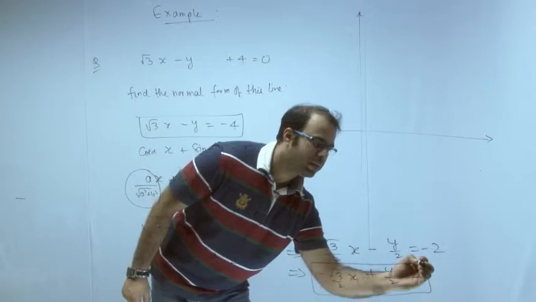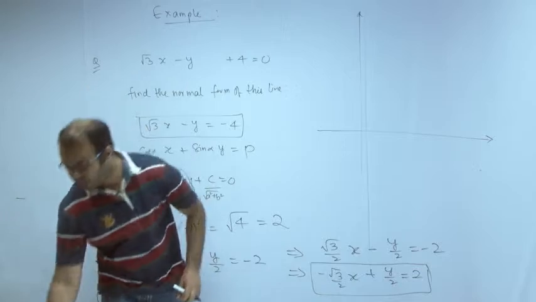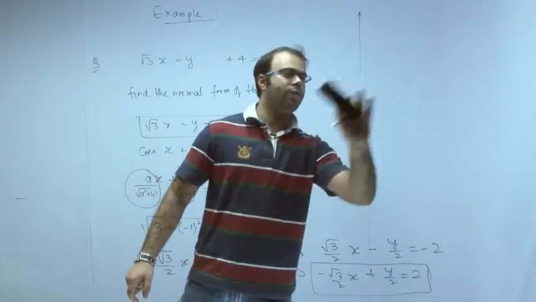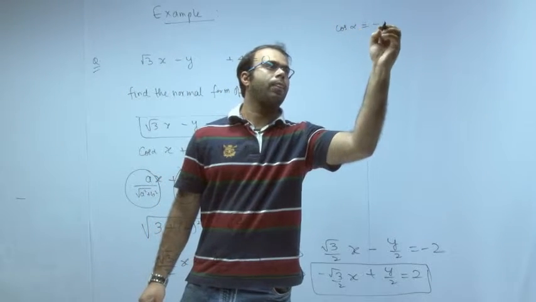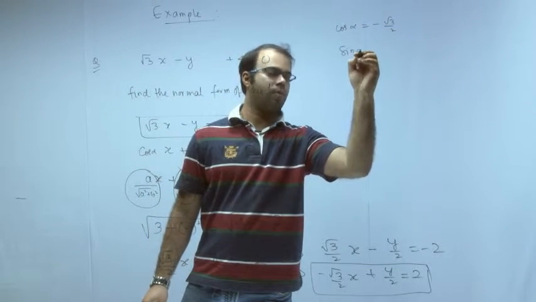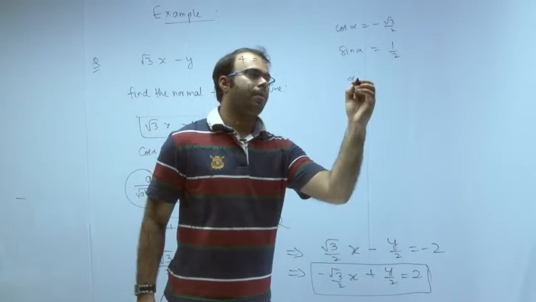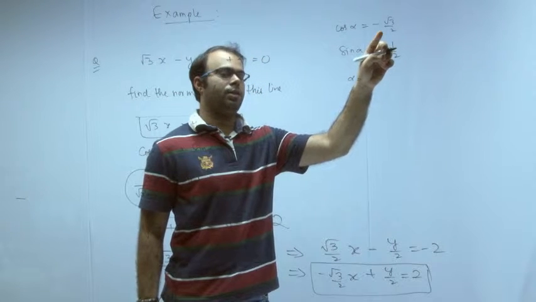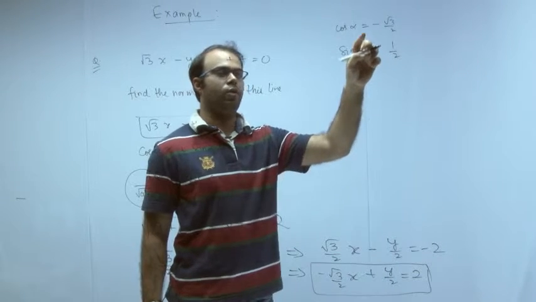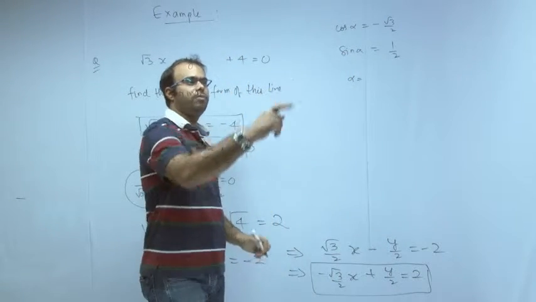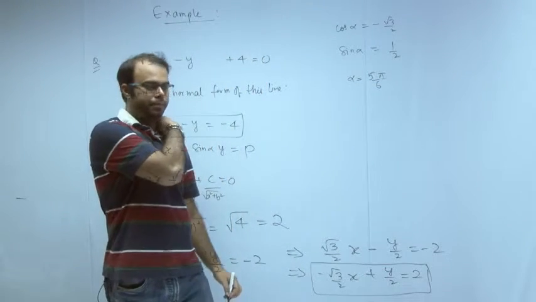Now this can be written as cos alpha x plus sin alpha y equal to p. Now we just do one thing, cos alpha is minus root 3 by 2, and sin alpha is equal to 1 by 2. What is the value of alpha? This is negative, this has to be in second or third quadrant, this is positive, this has to be in first or second, common is second quadrant. So, in second quadrant alpha must be equal to 5 pi by 6, that is 150 degree.